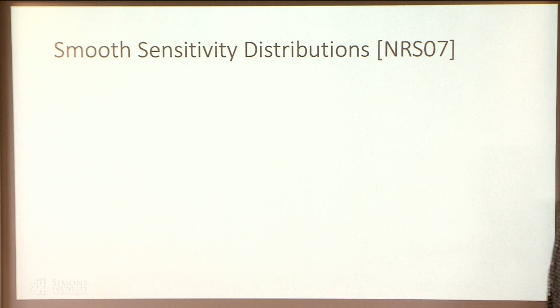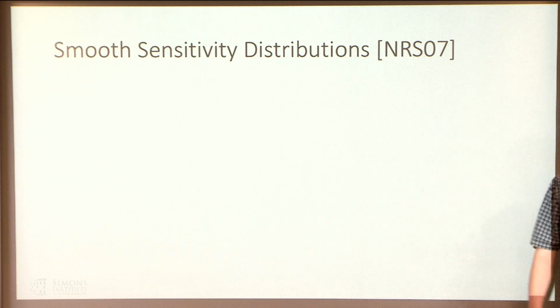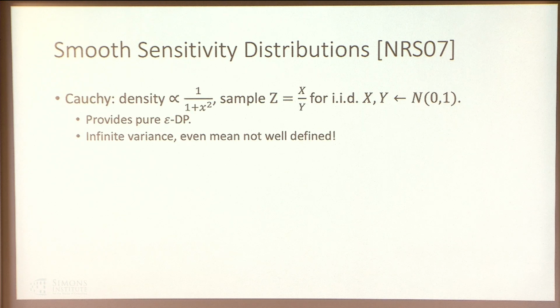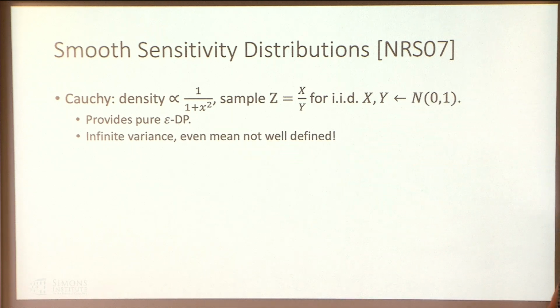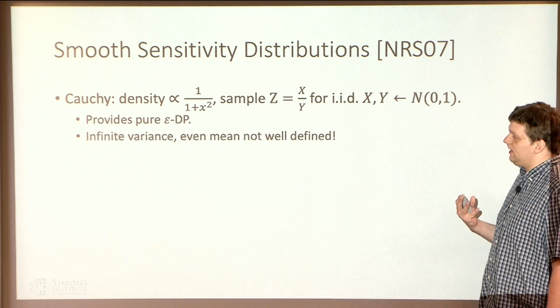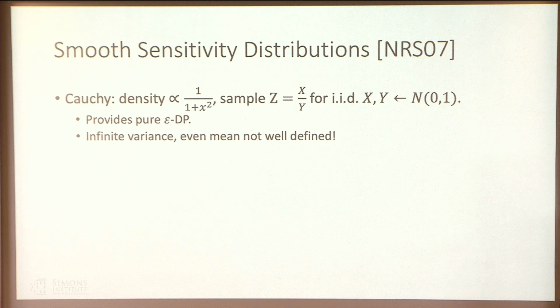There's no unique solution to the right distribution for this. It really depends on various things. So I'll tell you what the distributions in the original paper are. The first one is the Cauchy distribution, which has density proportional to 1 over 1 plus x squared. You can sample this by looking at the ratio of two independent standard Gaussians. This provides pure differential privacy, but the problem is that it has infinite variance, and even the mean is not defined. The integral for the mean does not converge.